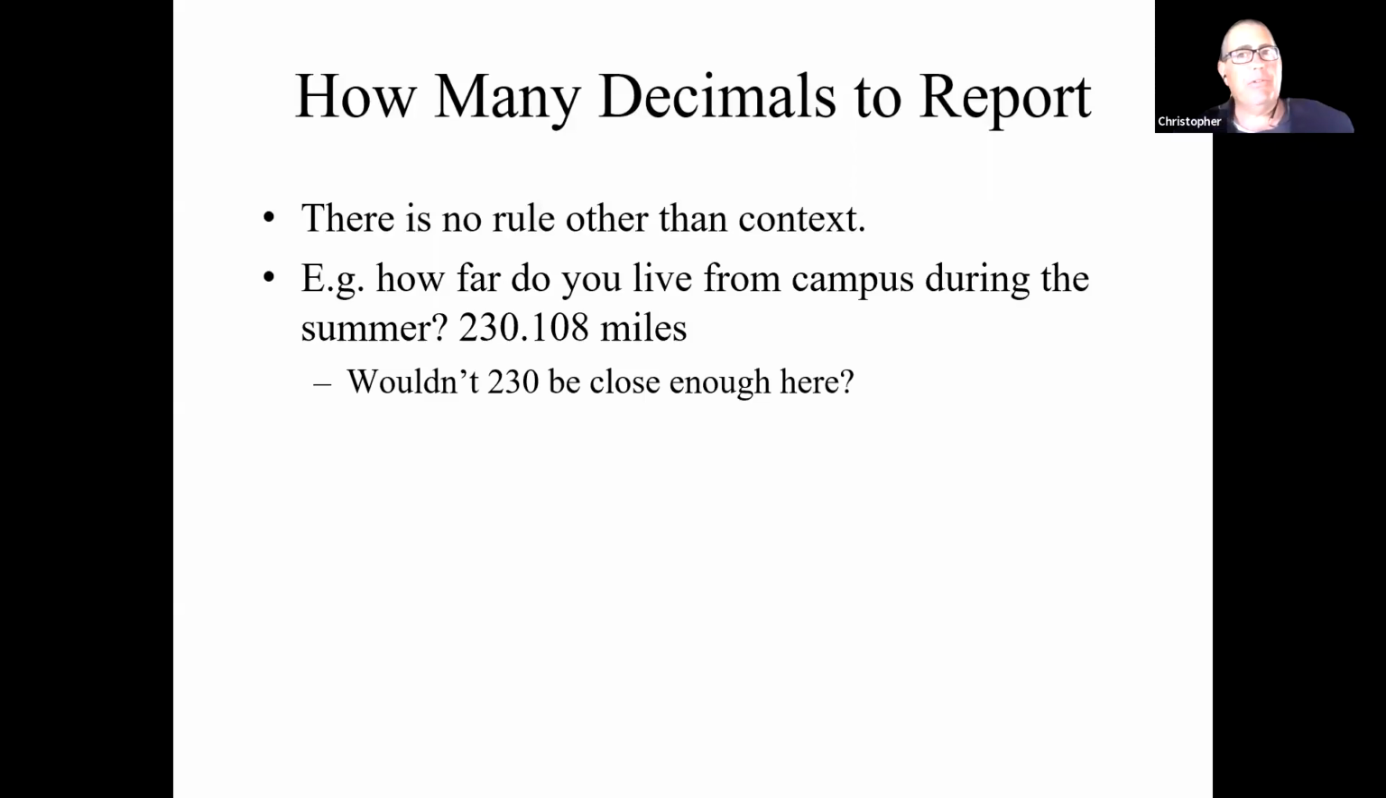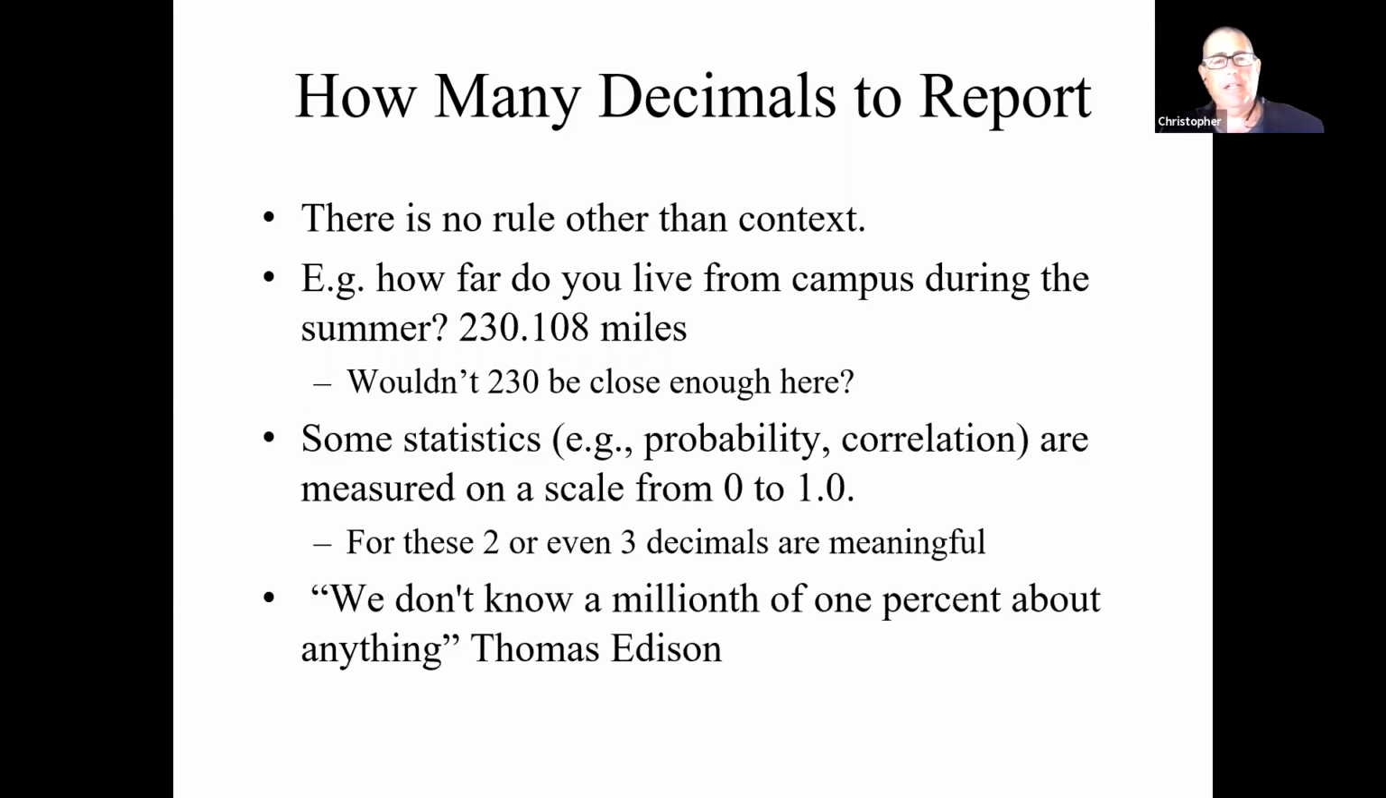You can see here, you can get really precise with statistics, but a lot of times it's not particularly useful. So you can see 230.108 miles, 230 would really transmit that information well enough. Again, some statistics, probabilities and correlations are measured on scales from 0 to 1. So 2 and 3 digits there are meaningful.